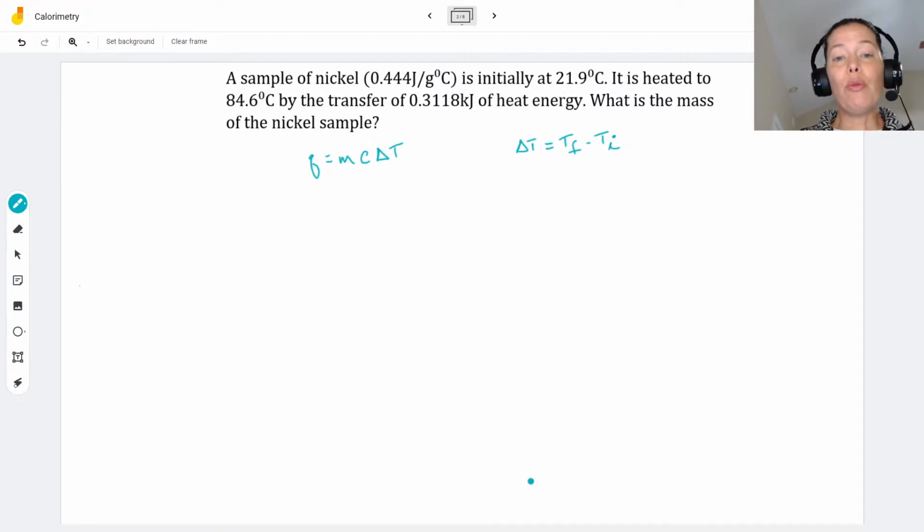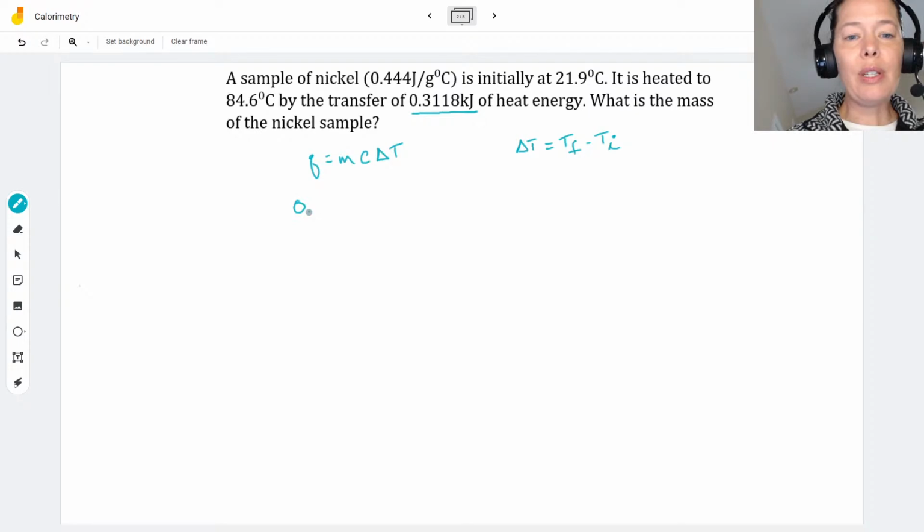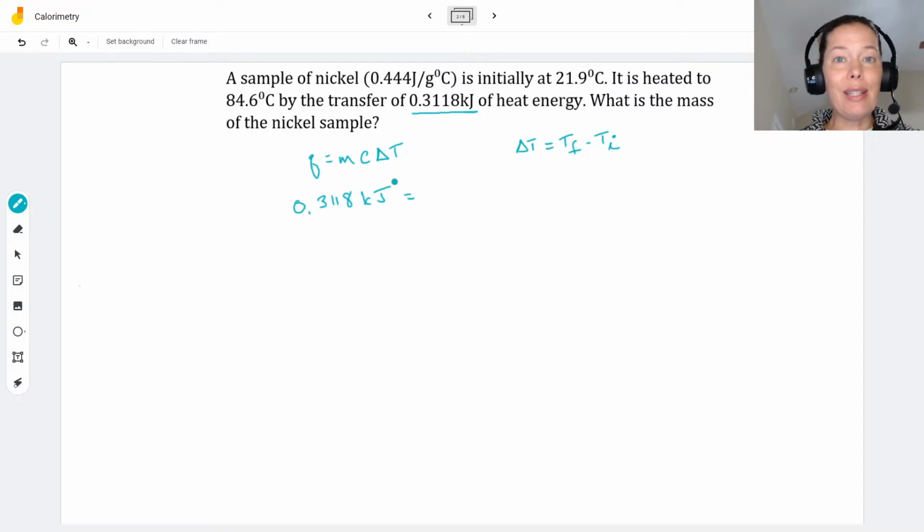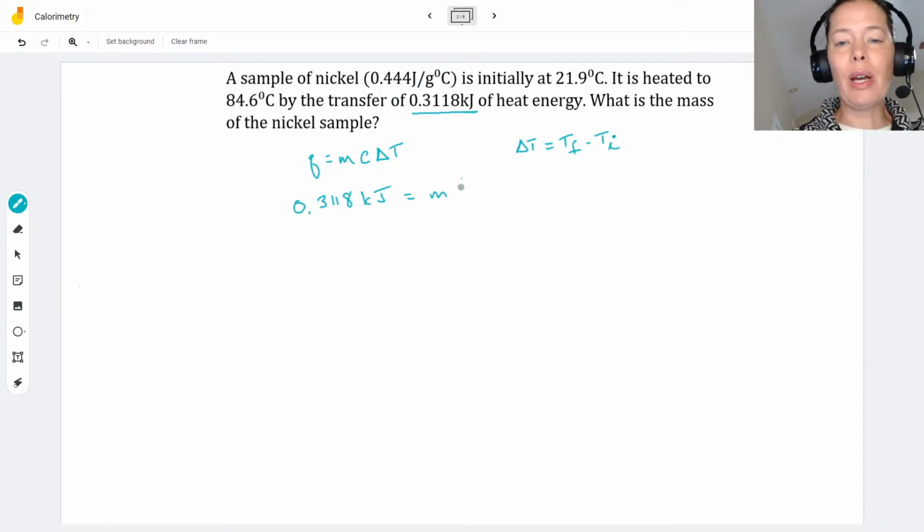So I am just going to plug in what I know. So I know Q because I was given the amount of heat energy that was put into this system. So that was 0.3118 kilojoules. M is my mass. That's what I'm trying to find. So I will just continue to call that M. C is my specific heat, which I was also given in the problem. So I am going to put that in as well. 0.444, and that is joules per gram times degrees Celsius.